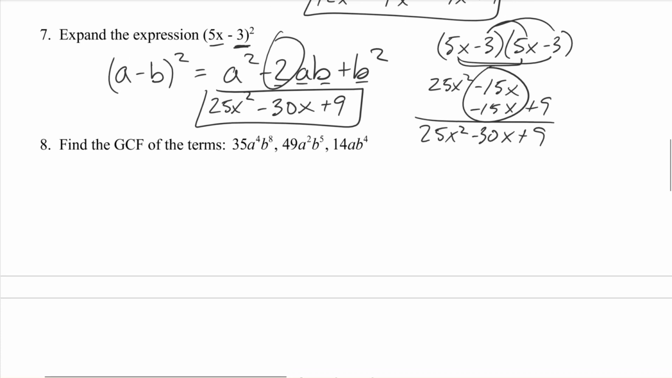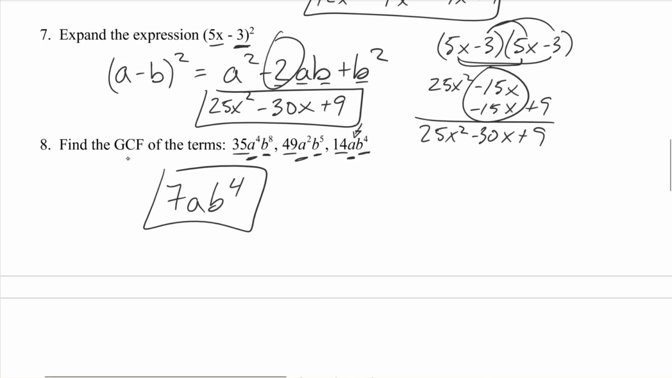8, find the greatest common factor. Well, we've got a 35, a 49, and a 14. I think 7 is the biggest number that goes into each one of those. And our variables, a to the 4th power, a squared, and a. So the most I can take out of any one term is just a, because that's the smallest one. I can't take out a squared from there because it's just a. Same thing here with b to the 8th, b to the 8th, b to the 5th, and b to the 4th. Well, the most I could take out of any one would be b to the 4th.